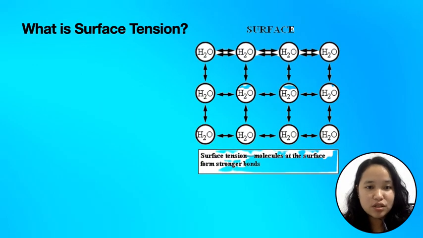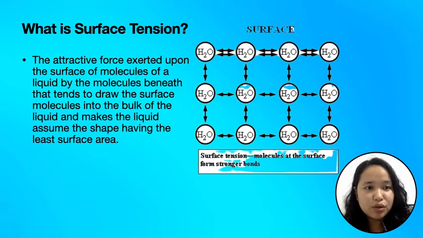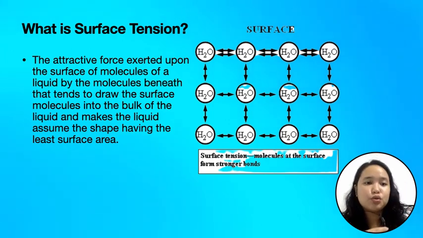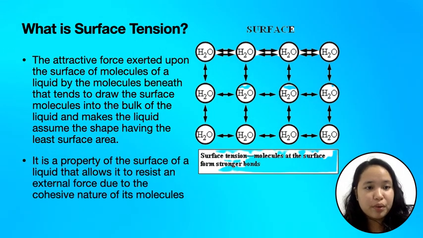So what is surface tension? Surface tension is the attractive force exerted upon the surface molecules of a liquid by the molecules beneath that tends to draw the surface molecules into the bulk of the liquid and makes the liquid assume the shape having the least surface area. It is also the property of the surface of a liquid that allows it to resist an external force due to the cohesive nature of its molecules.